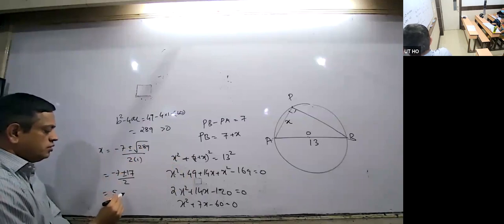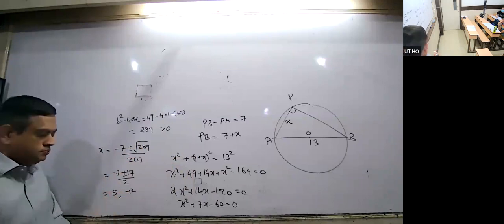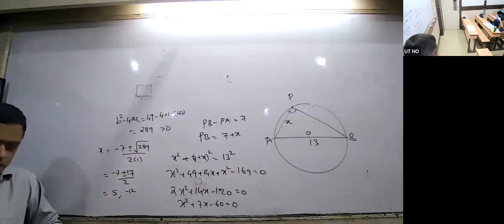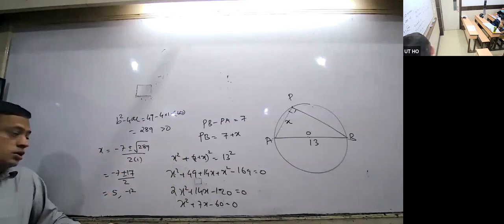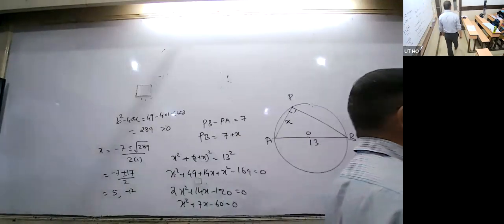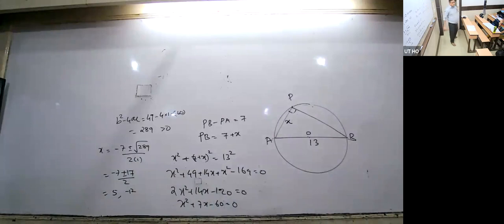10 by 2 is 5, or minus 12. Minus 12 is not possible. Okay, so what are the distances? One is PA, 5, and PB is equal to 7 plus 5. Okay, the distances are 5 meters and 12 meters from the gates. So keep it to one side or the other.